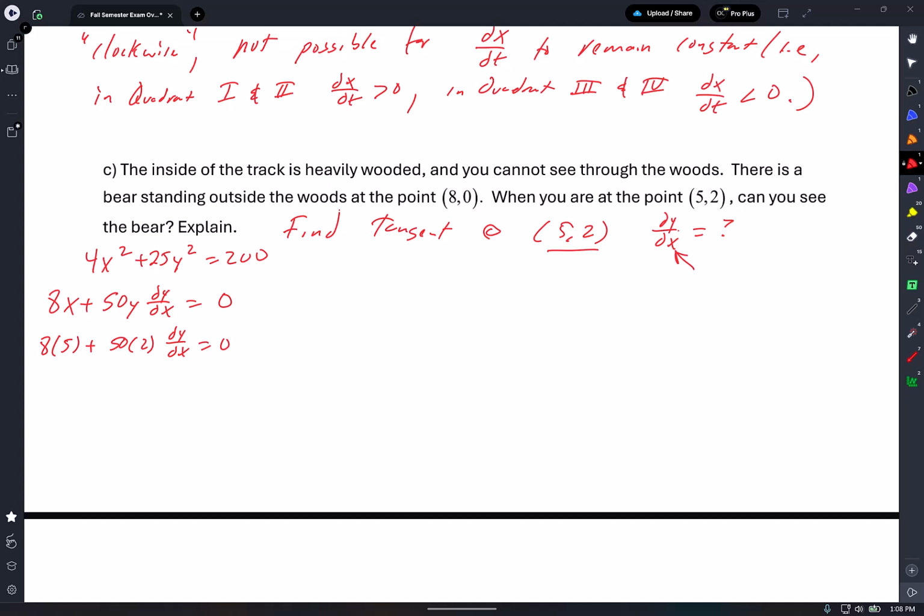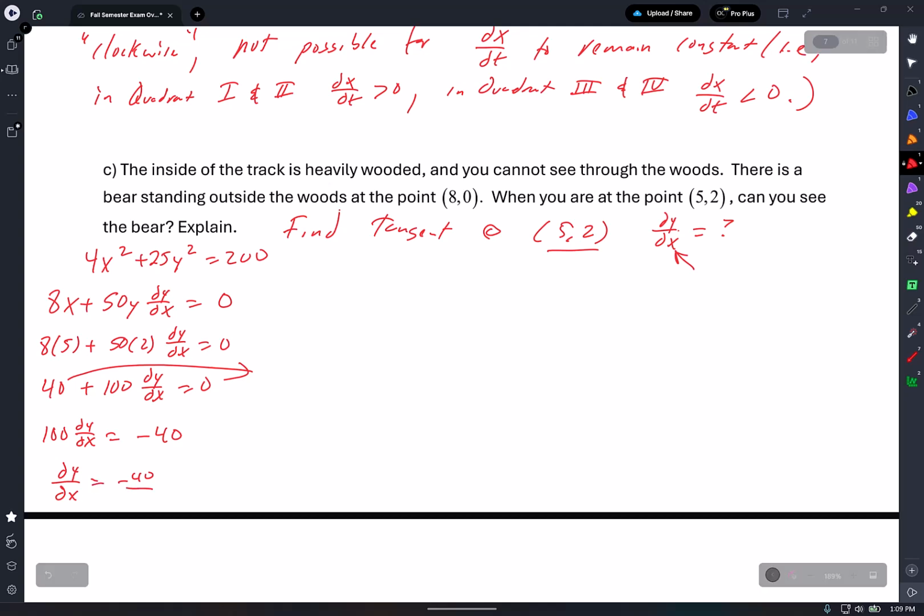I don't see any issues. 5, 10, 15, 20, 25, 30, 35, 40. So 40 plus 100 dy/dx equals 0. I'm going to move the 40 to the right. So 100 dy/dx equals negative 40. I think we're good. And then I'm going to divide by 100. So dy/dx equals negative 40 over 100, which reduces, right? 20 goes into 40 twice, so negative 2, and 20 goes into 100 5 times, so negative 2/5. There it is. There's my slope.